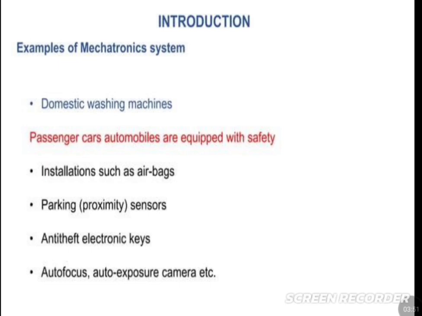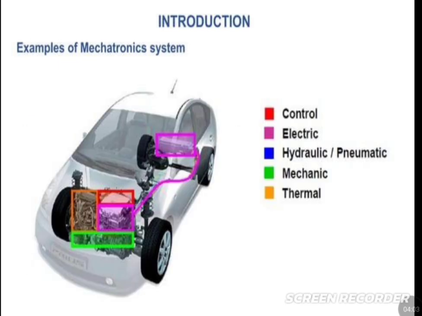Passenger automobiles are equipped with safety installations such as airbags, parking proximity sensors, anti-theft electronic keys, autofocus and auto exposure cameras. These are all the mechatronic systems which are handled in the car. The red line marks the controller, the pink is electrical, and blue is hydraulic and pneumatic systems which are handled in the engine, and then green is mechanics, and finally orange is thermal circuits, which are handled in the car.